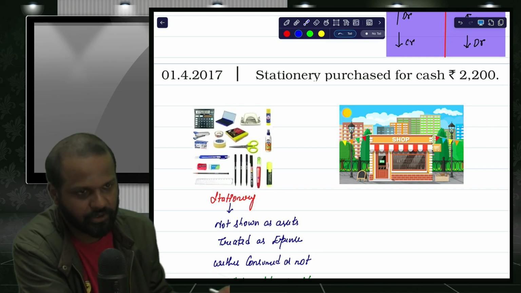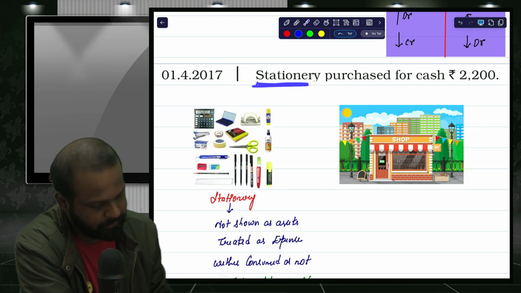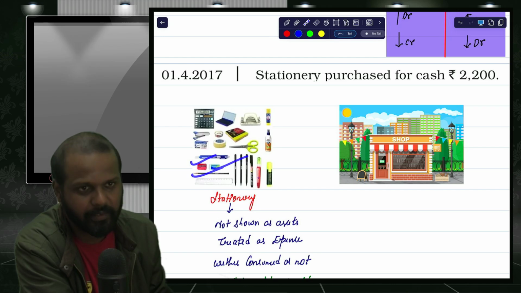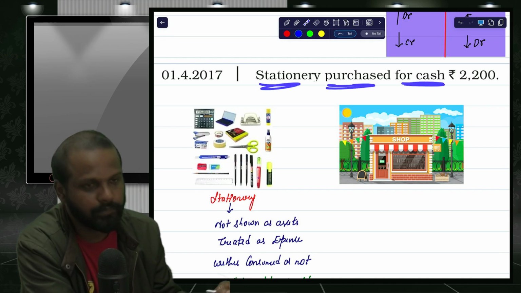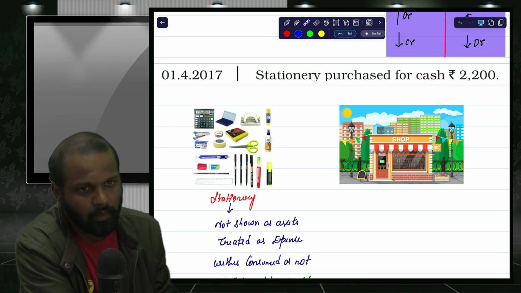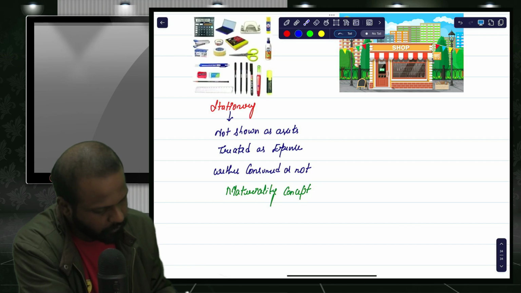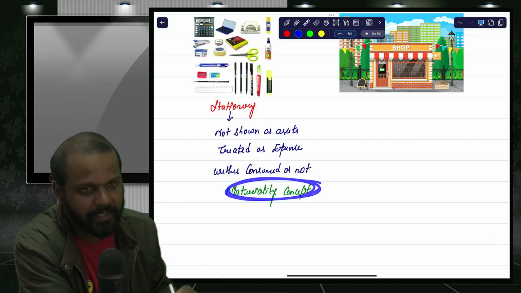See the next transaction. Stationery. Stationery means pen, pencil, marker, duster, calculator. Stationery purchased for cash. Now listen, here we are going to learn one concept called the materiality concept.